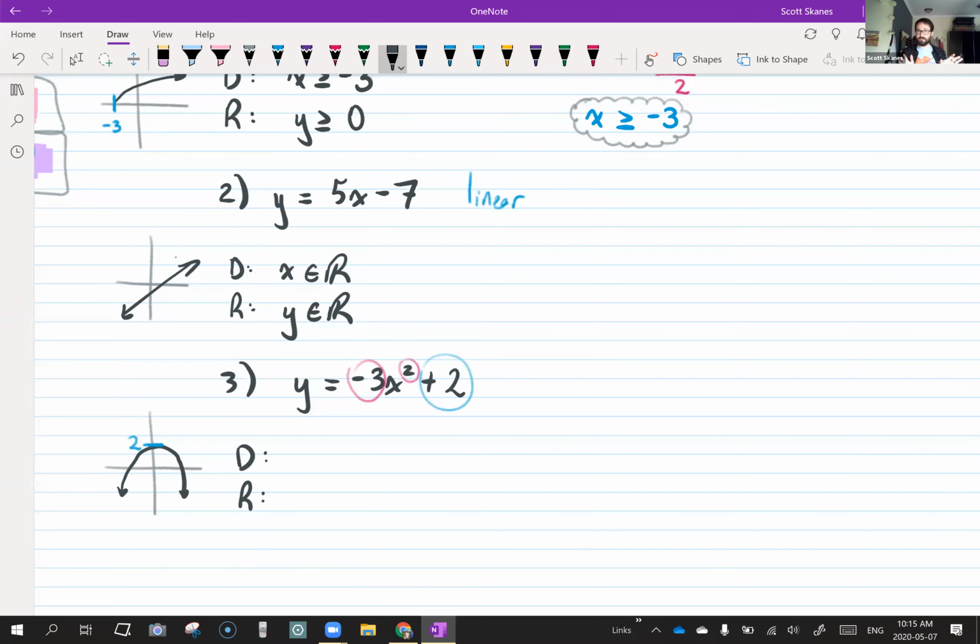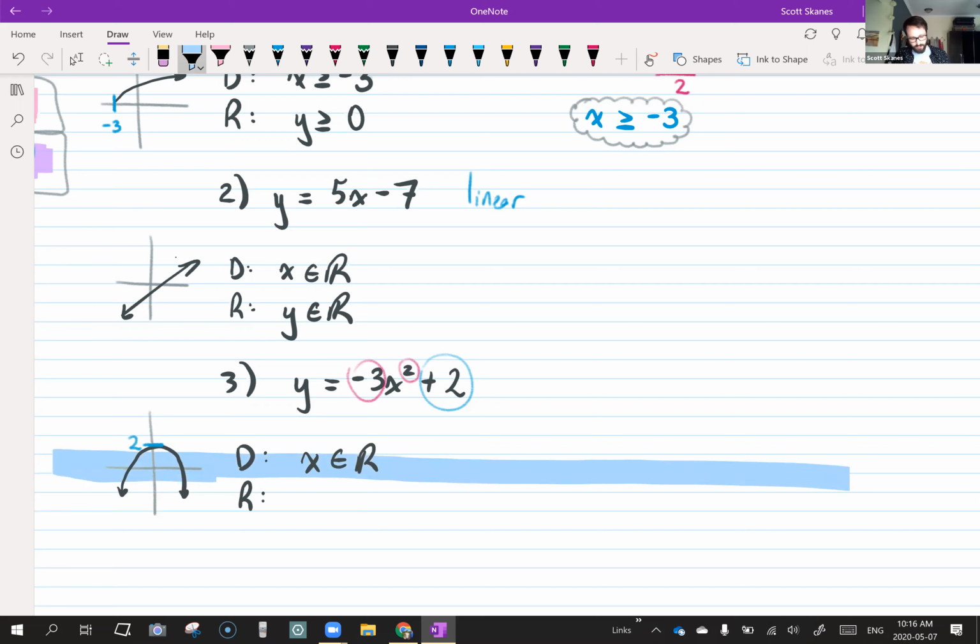Ask yourself 2 questions, because this is what the domain means. Are there any x values that we are not allowed to put into this function? Is there anything that would give us something that would break the system? In other words, dividing by 0 or square roots? No. So domain is not restricted. It can be anything. That's because any of these x values are okay. I could go on forever. I can go all the way over here and check x values, and it would still give me y values.